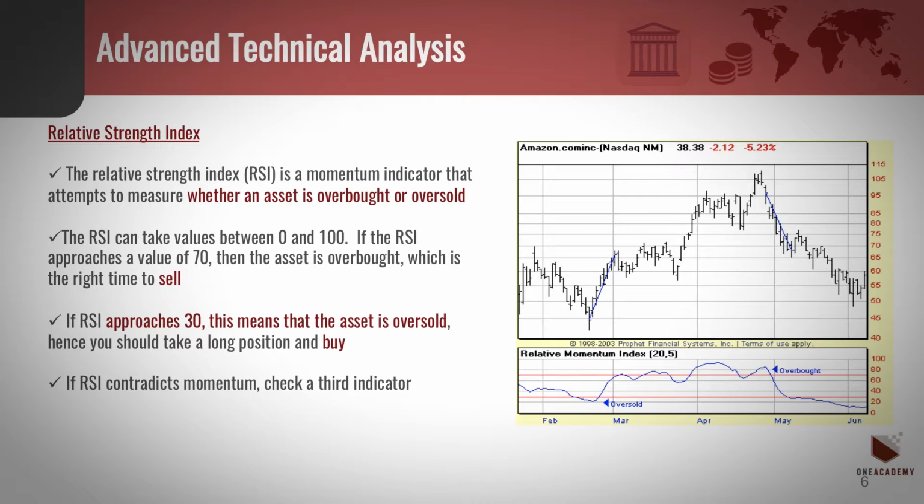It is generally considered a rule of thumb that if the RSI approaches a value of 70, then the asset is overbought, and you should therefore take a short position and sell. If the RSI approaches 30, this means that the asset is oversold, hence we should take a long position and buy. If the RSI contradicts momentum, check a third indicator.